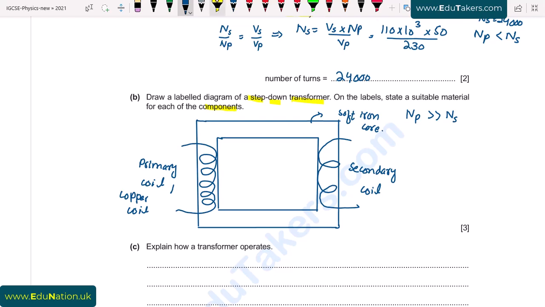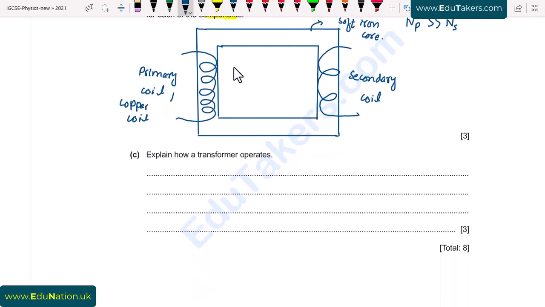Part C. Explain how a transformer operates. So in this figure we can see that there are two coils, one is primary and second is secondary. When we apply the alternating current to the primary coil, then there will be the generation of alternating magnetic field in the primary coil, and this coil is magnetically linked with the secondary coil. As a result, there will be induced EMF in the secondary coil.